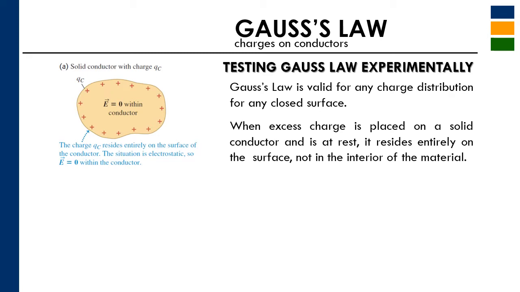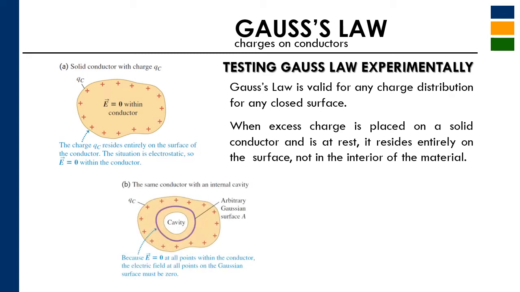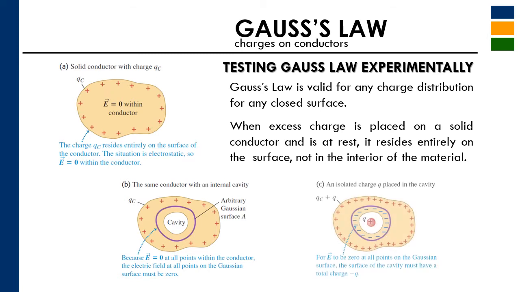But if we have a cavity in our conductor, and we put a Gaussian surface, since the electric field at all points within the conductor is zero, this also implies that the electric field at all points on the Gaussian surface must be zero. If we place an isolated charge Q in the cavity, for the electric field to be zero at all points on the Gaussian surface, the surface of the cavity must have a total charge of negative Q.